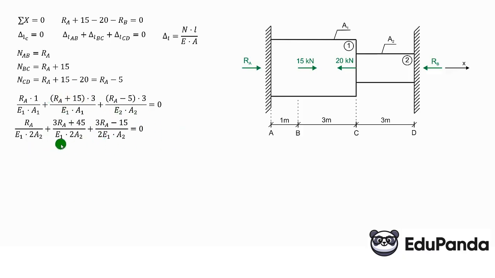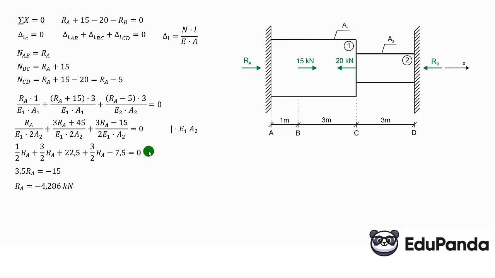Now let's multiply by this part of the denominator, so it cancels out. That is E1 times A2. And we immediately separate these fractions. 3Ra over 2, that is 3 halves Ra, plus 45 over 2, that is 22.5, and so on. RA on the left side, the rest on the right. Divide by 3.5, and we have the reaction result: at the support A, it is minus 4.286 kN.